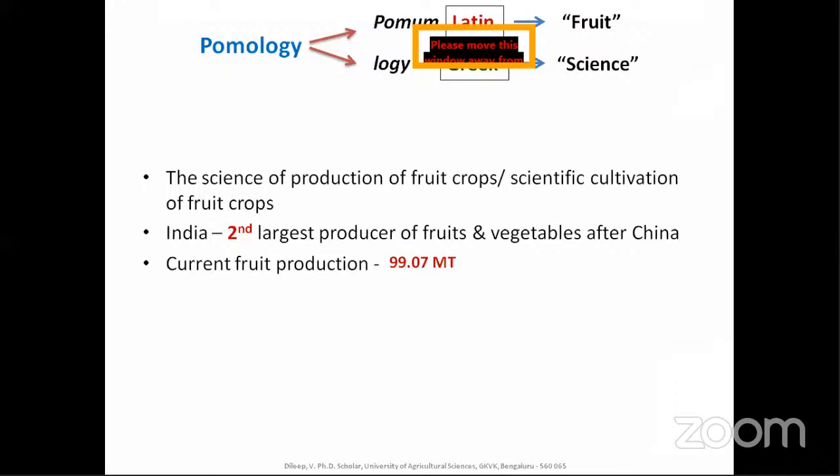So the current fruit production is almost near to 100 metric tons, sorry, 100 million tons. It is 99.07 million metric tons. This is the very recent data of the second advance estimates, released by Press Information Bureau. Hence, it is also important that you should rely on authentic and updated resources.